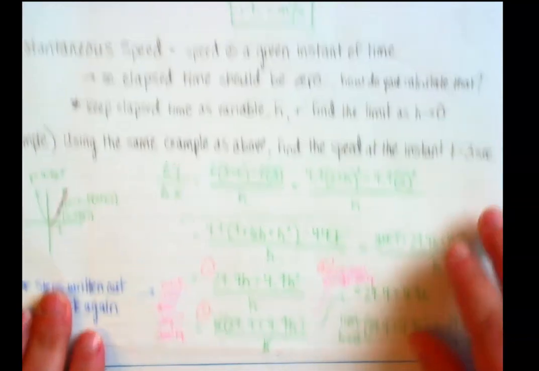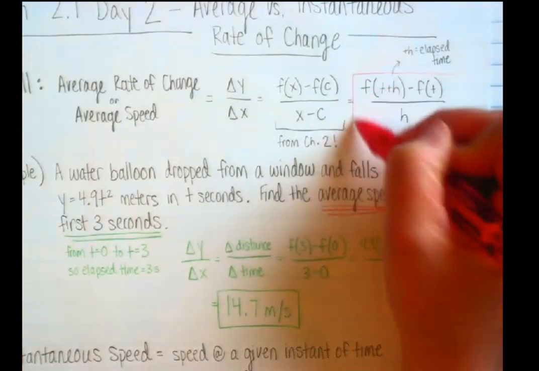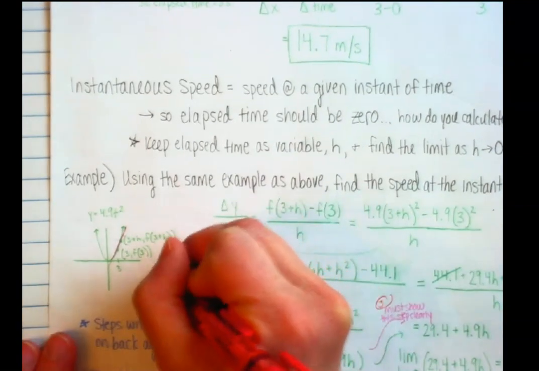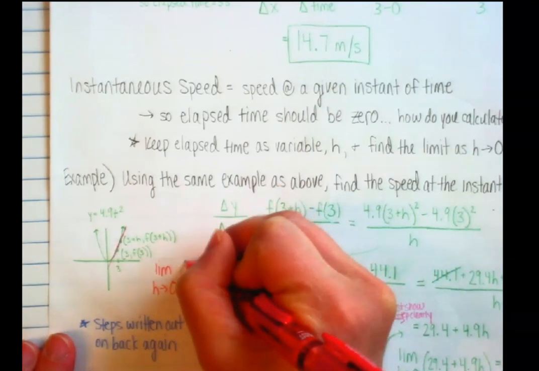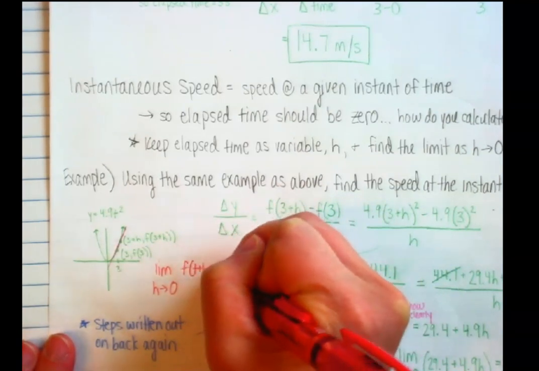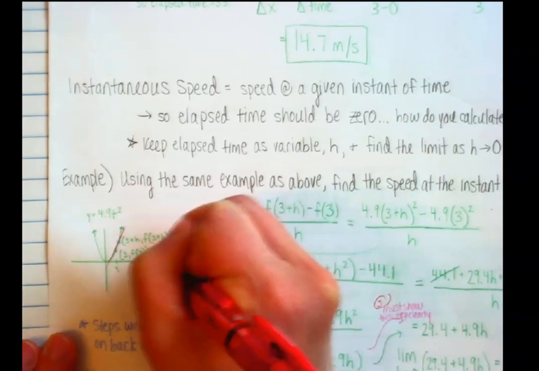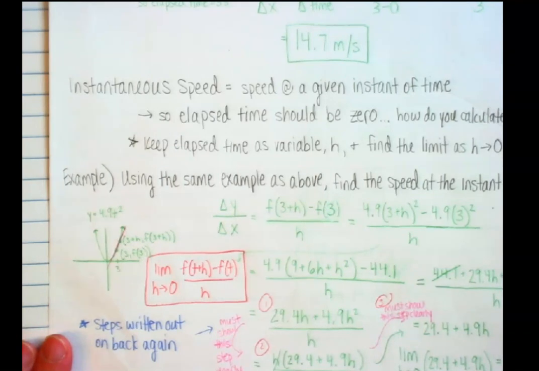So for instantaneous speed, the main idea is to recognize that you want to use this formula here. But instead, we're going to use that formula with a limit. So technically what you're calculating, let me write it out right here, is the limit as h approaches 0 of f of t plus h minus f of t, divided by h. This right here is the formula we're using for instantaneous speed.